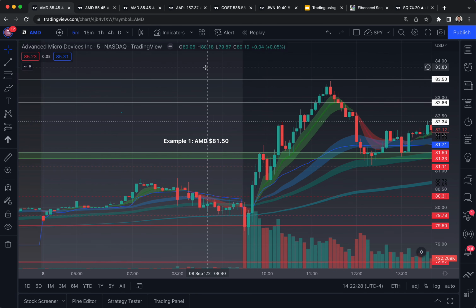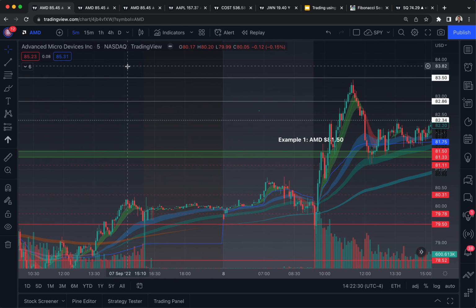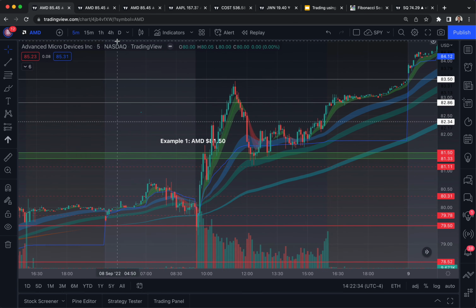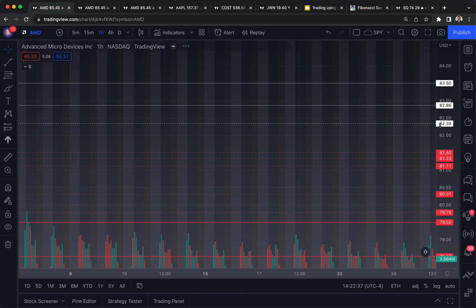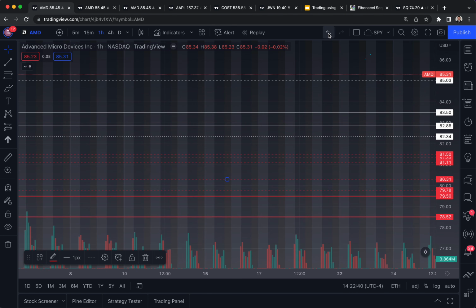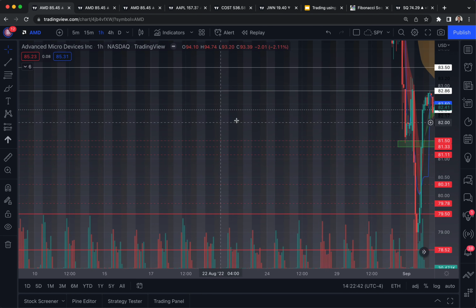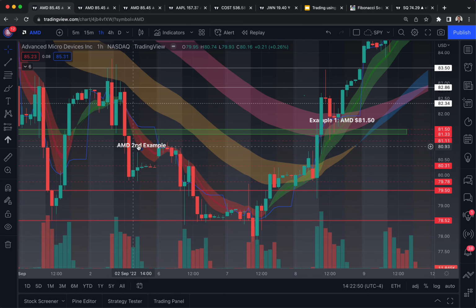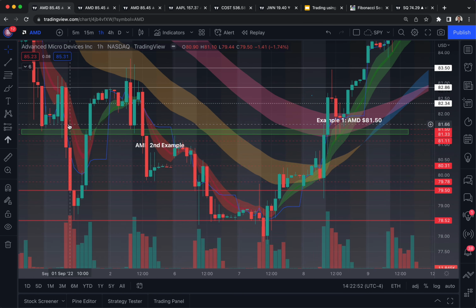So this is the first example I have. This is the break and retest of 81, this was on September 8th. And as you can see here on the hourly time frame, you're wondering why did I get the 81.5 level? 81.5 comes from this level. We have multiple retests off this 81.5. It was demand, then turned supply, then turned demand, and now we've broken above it, held above it, and sort of turned it into demand again. So this 81.5 is a relevant demand zone.